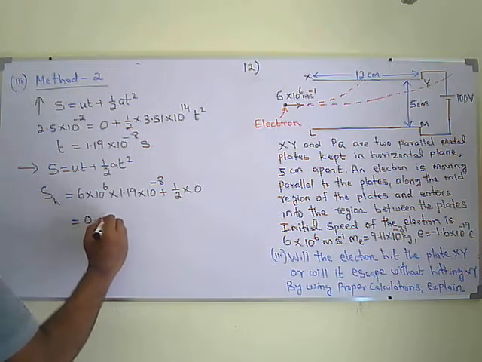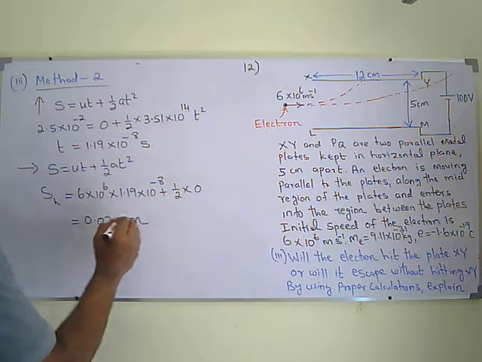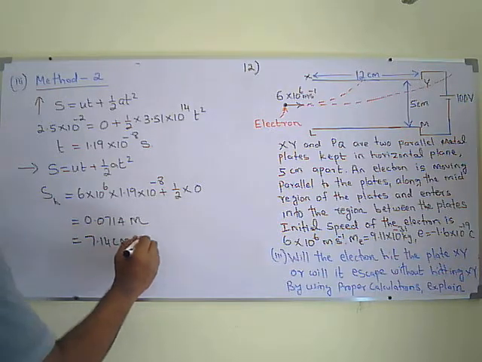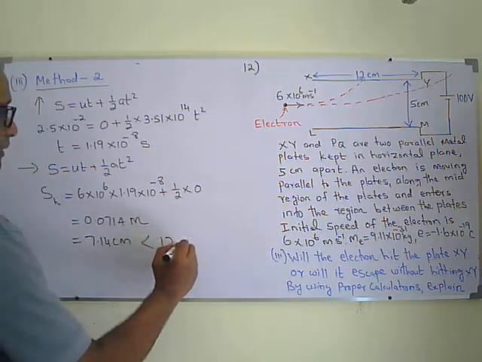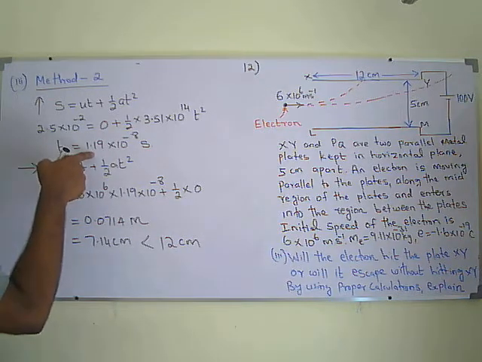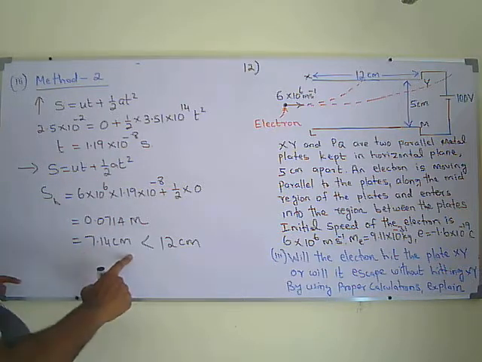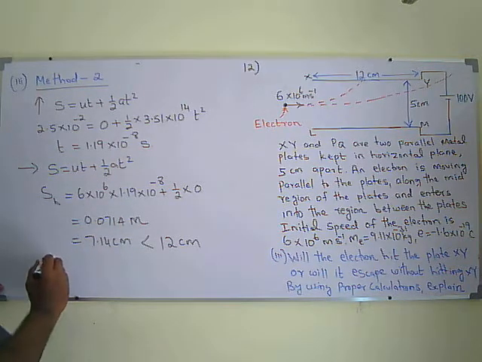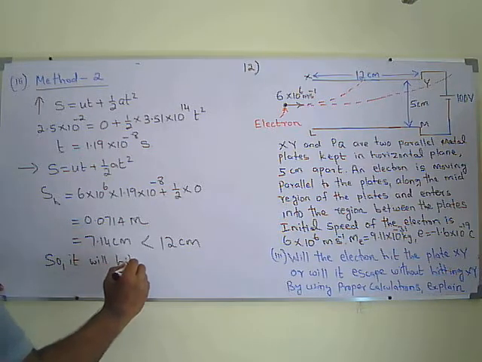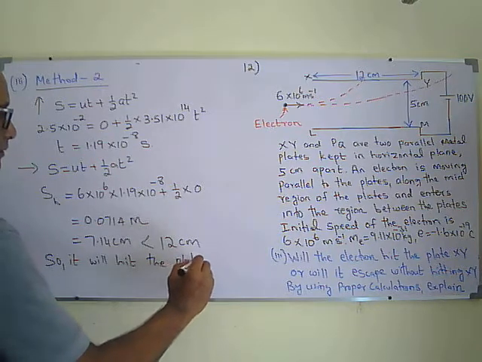Solve it, you will get 0.0714, yeah, 0.0714 meter. Convert to centimeter, that will be 7.14 centimeter. That is less than 12 centimeter. So what's going to happen: when it completes vertically 2.5 centimeter, horizontally it's completing only 7.14, which is less than 12. So it will hit the plate XY.